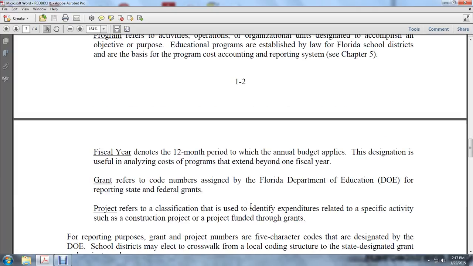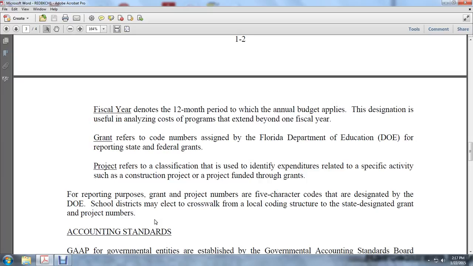Fiscal year denotes the 12-month period to which the annual budget applies, for the designation of the annualized cost of the program extended over one fiscal year. The grant refers to the code number assigned by the Florida Department of Education for the reporting of state or federal grants. Project refers to the classification needed for identifying expenditures related to specific activities, such as construction projects.